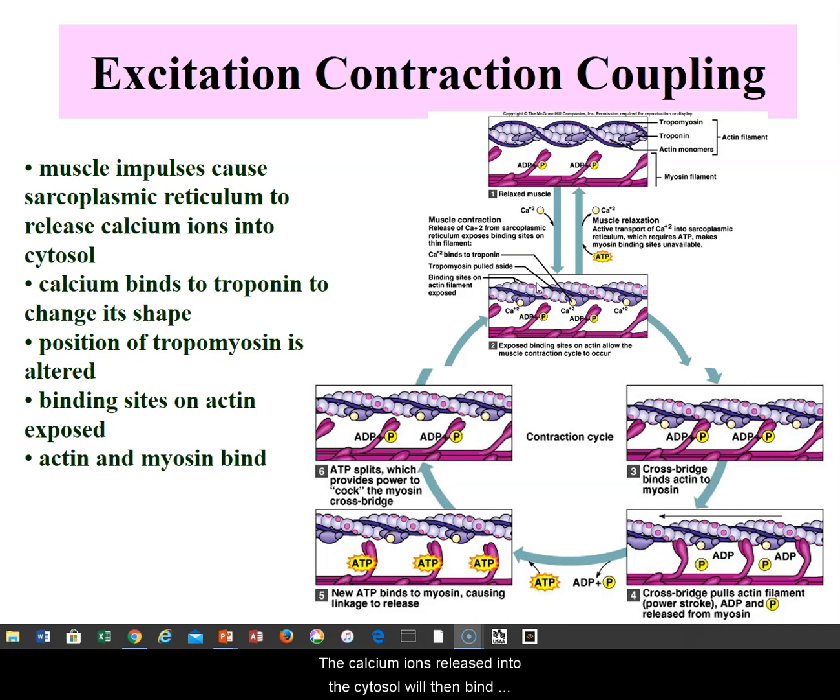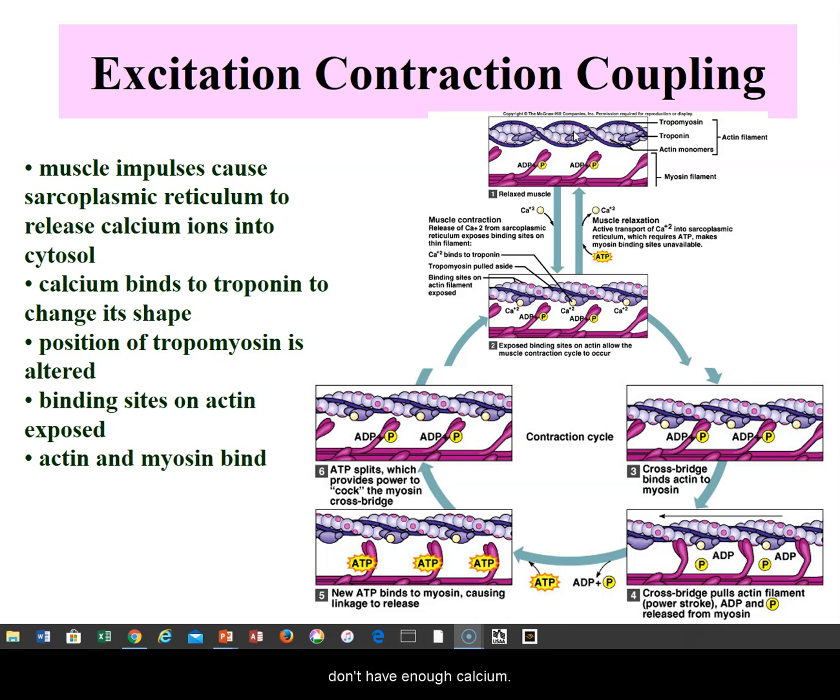The calcium ions released into the cytosol will then bind to the troponin, and when it binds to the troponin, it changes the shape of the troponin, which, with the help of the tropomyosin, changes the shape of this actin molecule, and the binding sites are now exposed. Now in this previous drawing, the binding sites are covered up. You haven't had the influx of calcium to bind with the troponin, so nothing's going to happen. You are not going to have muscle contraction.